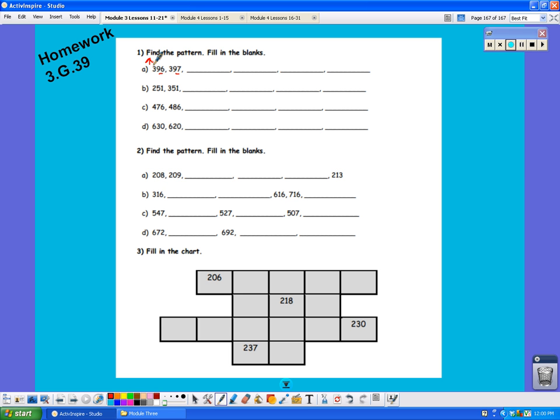Because 300s is the same in both numbers and 9 10s is the same in both numbers. But our ones are different. So we are counting up by ones. Pretty simple. Let's continue to count and write our numbers as we count.